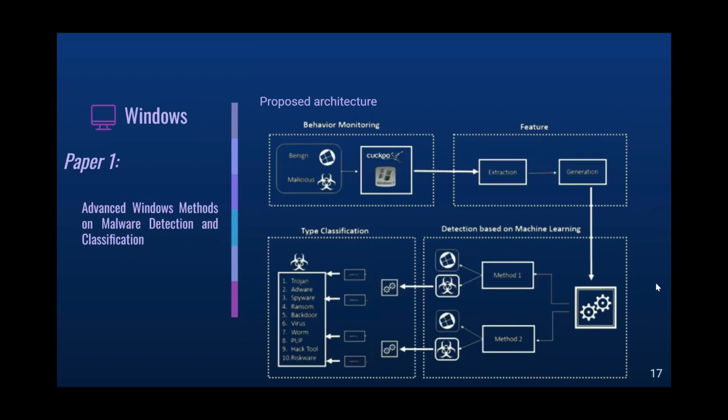This paper not only detects if the sample is malicious or benign, it does something more. It determines the type of the malware: if it's Trojan, ransomware, or worm. I believe this paper was so good. This is the first one.